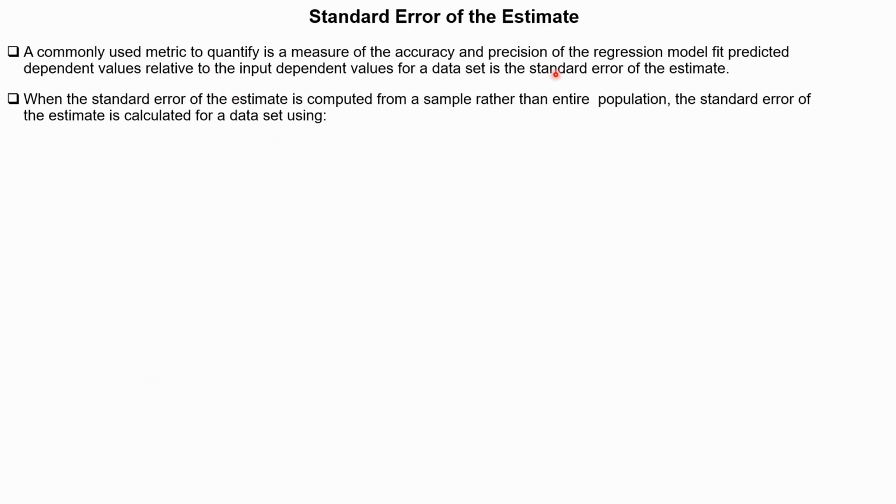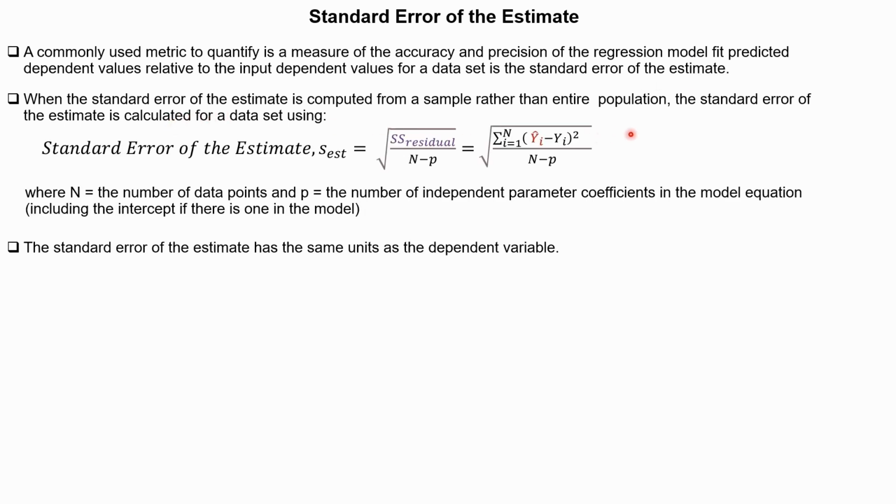There are other metrics used to quantify the goodness of a regression model fit, such as the standard error of the estimate. When the standard error of the estimate is computed not from the entire population, but from a sample of the total population, the standard error of the estimate can be calculated from the following equation, being the square root of the residual sum of squares over the quantity n minus p, where n is the number of data points, and p is the number of independent parameter coefficients in the model equation. One may note that the standard error of the estimate has the same units as the dependent variable.